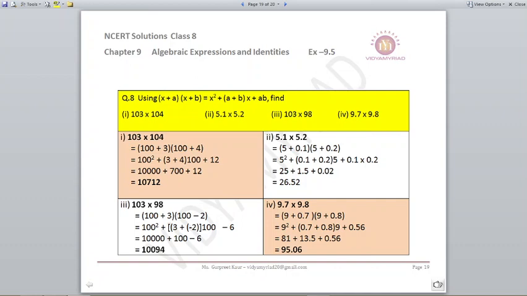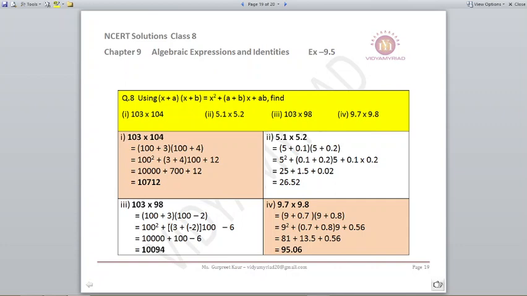Second part, 5.1 into 5.2 can be written as 5 plus 0.1, 5 plus 0.2. Now here x is 5, a is 0.1, b is 0.2. So now let us put it into the formula. It will become 5 square plus 0.1 plus 0.2 into 5 plus 0.1 into 0.2. That becomes 25 plus 1.5 plus 0.02. Answer is 26.52.